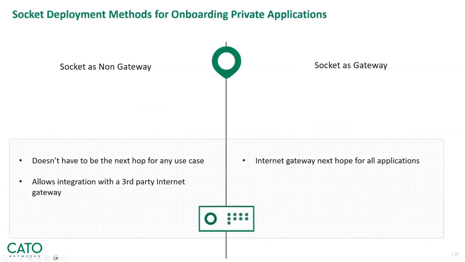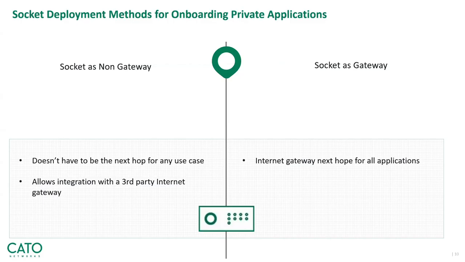Yeah. So we have a few methods of onboarding private applications to your CATO tenant. One option is to use the socket as the gateway. As we all know, a SASE gateway is an internet gateway, and it means that all traffic is routed through the socket to the CATO cloud. Another option is to use the socket for specific use cases, only for private access, where the socket can act as a non-gateway appliance, meaning it allows you to integrate with an existing third-party internet gateway or a NAT gateway if we're talking about a cloud environment. So those are the two methods.